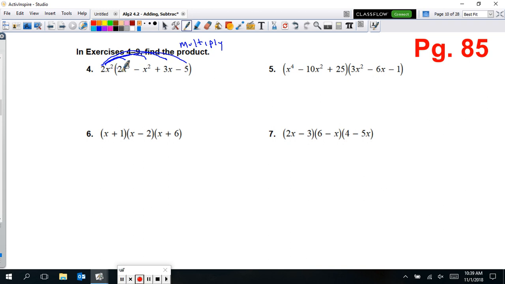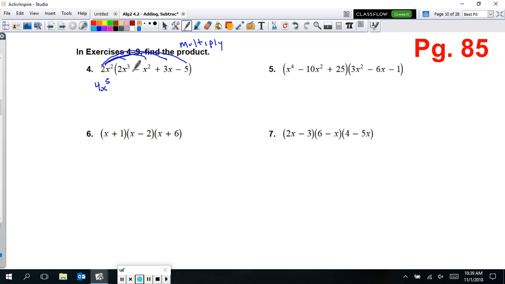So first of all, 2x squared times this 2x to the third. So 2 times 2 is 4. And then you've got to add the exponents. So it's going to be x to the 5th power. You always add exponents when you're going to multiply like this. When you're multiplying some x term times another x term, you add the exponents.